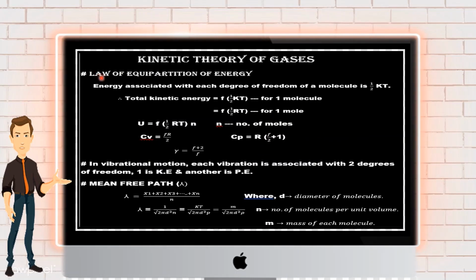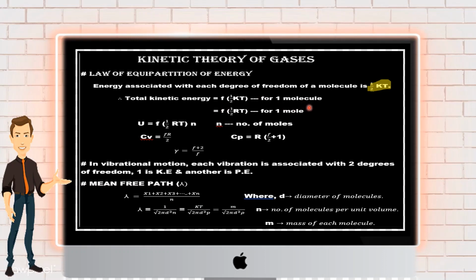Coming to the next topic, that's the law of equipartition of energy. Energy associated with each degree of freedom of a molecule is 1 by 2 kT. Here the total kinetic energy is given as degrees of freedom multiplied by 1 by 2 kT. Here 1 by 2 kT is for each degree. For finding kinetic energy, it is multiplied by the number of degrees of freedom.